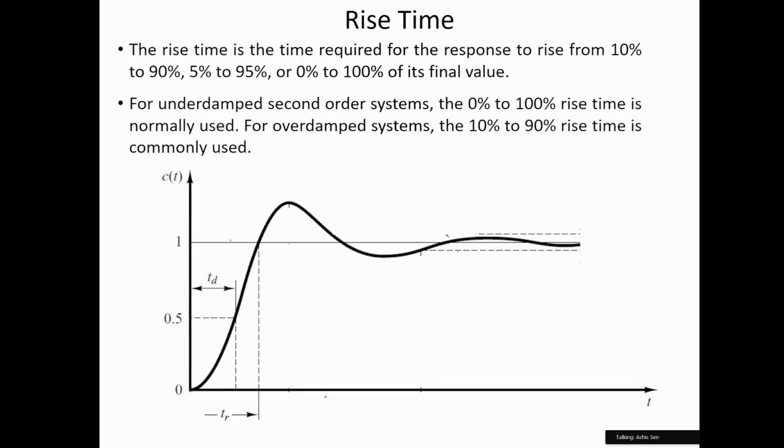Then we talk about rise time. Rise time is the time required for the response to rise from either 10% to 90%, 5% to 95%, or 0% to 100%. There are three different ways you can define the rise time. For an underdamped second-order system, you typically use the 0% to 100% rise time, and for an overdamped system, you typically use the 10% to 90% rise time. You can see here, this is the time required for an underdamped system, 0% to 100%. So 0 is here, 100 is here. This is the time it takes to go from 0 to 100%.